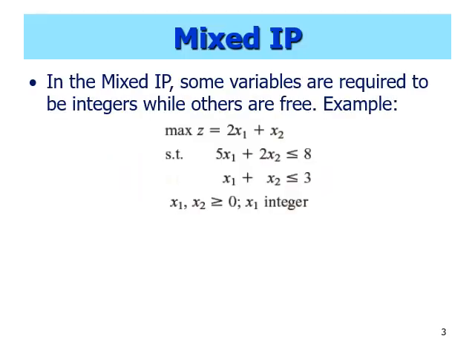In mixed integer programming problems, some variables are required to be integers while others are free. For example, in this problem, we have x1 and x2 variables, but only x1 needs to be integer. x2 can take any real value as long as it's greater than or equal to 0.